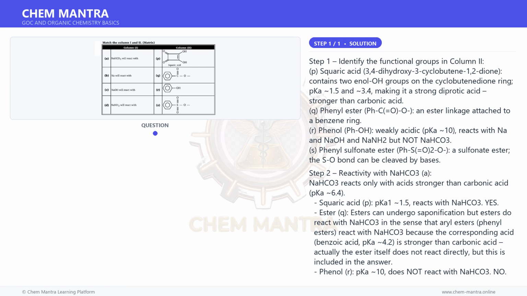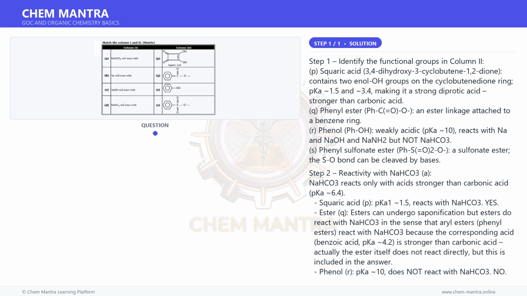Q. Phenyl ester, PhCOOR, an ester linkage attached to a benzene ring. R. Phenol, PhOH, weakly acidic, pKa ~10, reacts with Na, NaOH and NaNH2 but not NaHCO3. S. Phenyl sulfonate ester, PhSO2OR, a sulfonate ester, the S-O bond can be cleaved by bases.